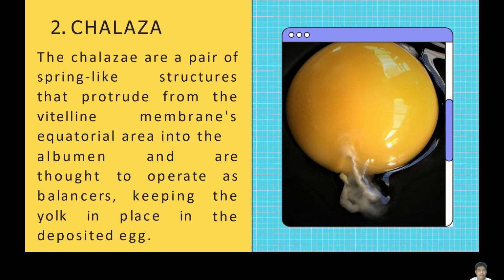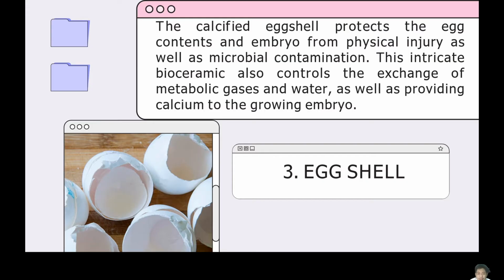So remember, the chalaza are thought to operate as balancers, keeping the yolk in place in the deposited egg. So this is the chalaza. The next one is eggshell.